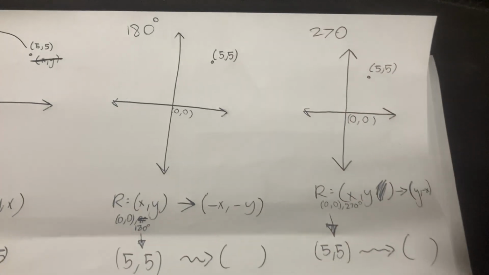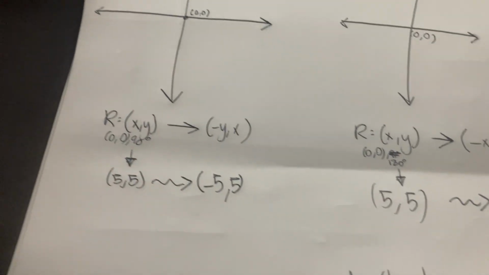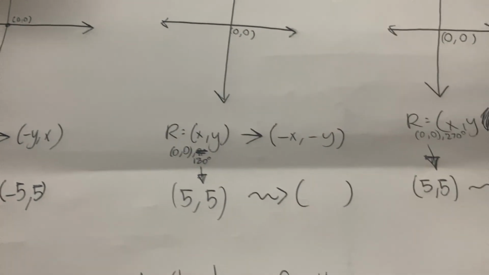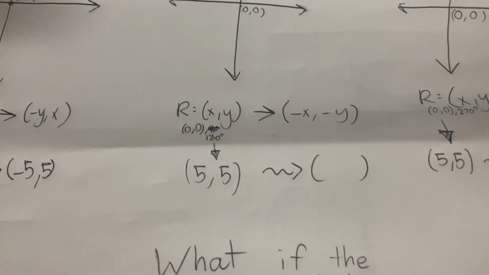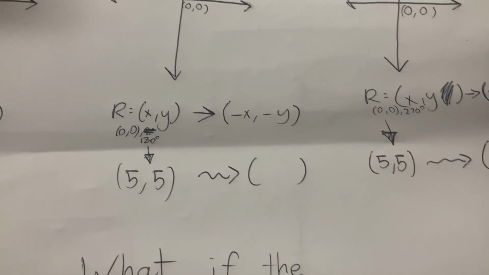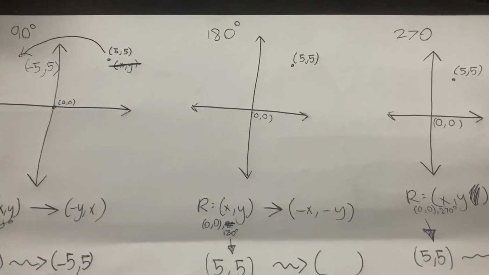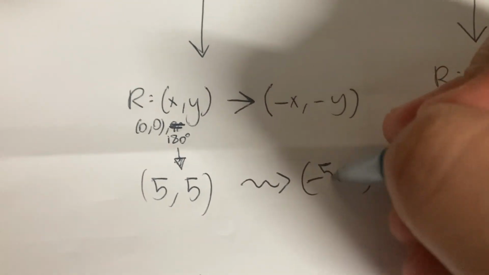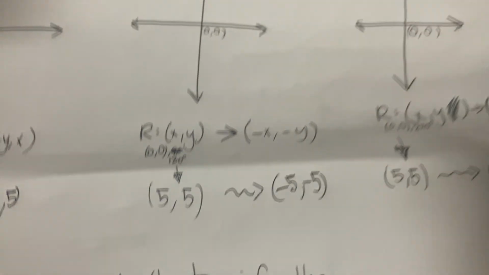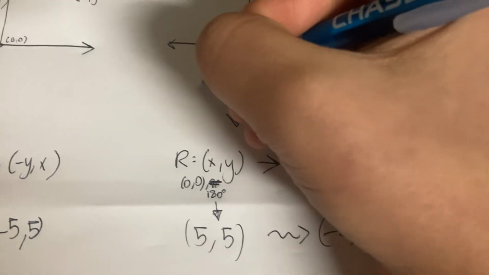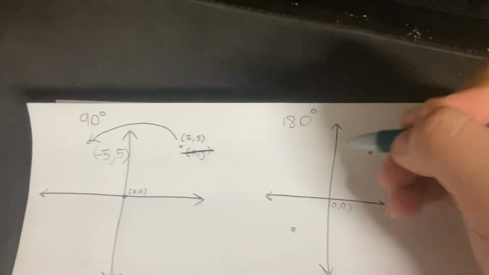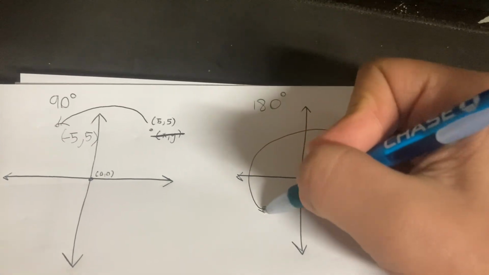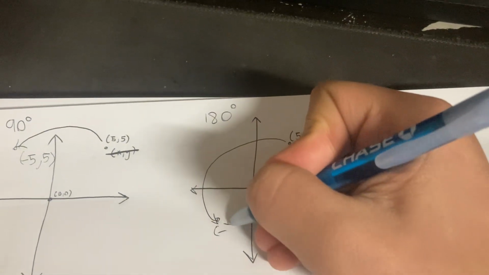For a 180-degree rotation, rather than going from x, y to negative y, x, 5, 5 is going to go from x, y to negative x, negative y. This will transform it from 5, 5 to negative 5, negative 5. Negative 5 is over around here on the coordinate plane, and it would be going from here to here. Let's write that down.